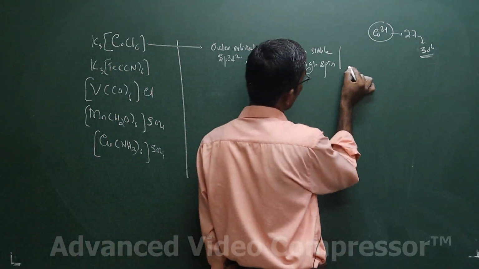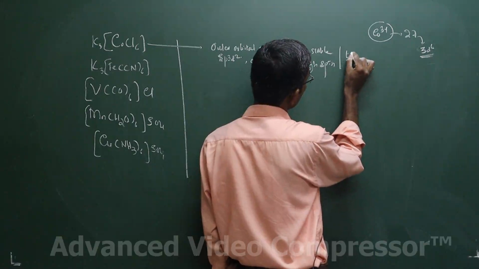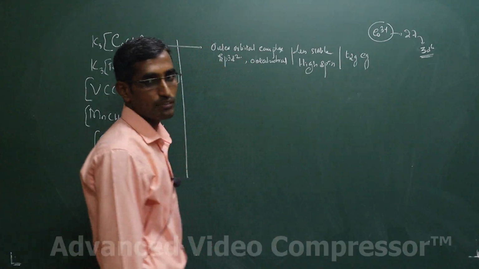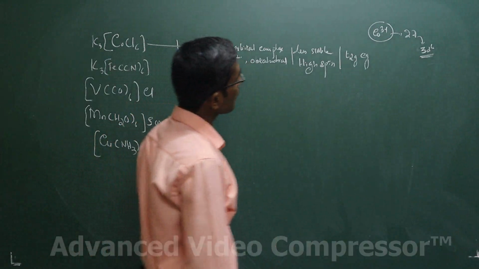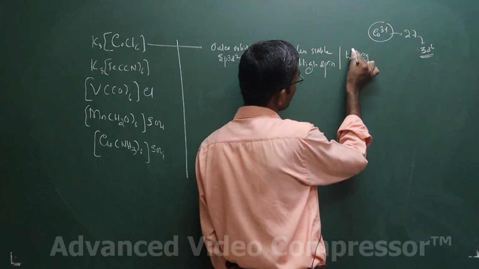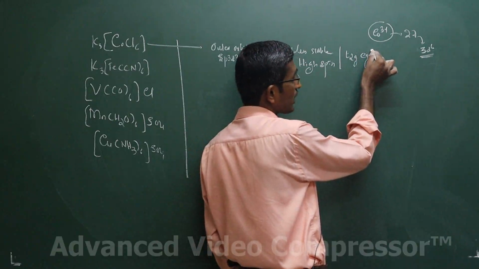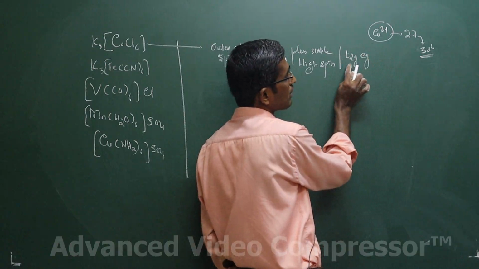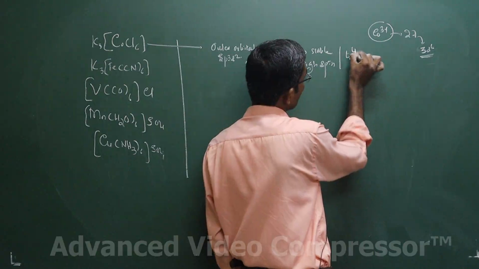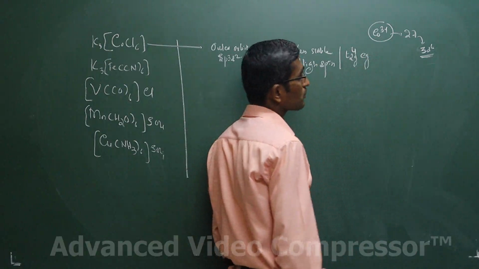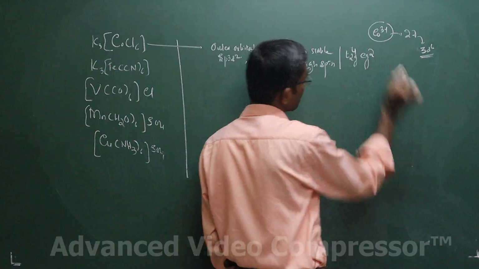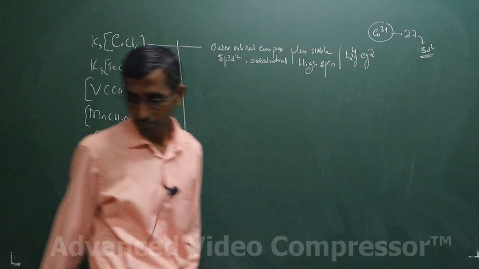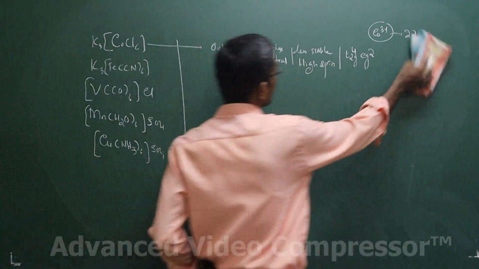Splitting pattern, if they ask, how do you write it? T2g, eg. T2g has the lower energy, eg has the higher energy. You have 6 electrons. 3 electrons will be filled first in this, then you go to the higher energy eg. 2 electrons you will fill and you will come back and fill the electron here. That means out of 6 electrons, 4 electrons go to the t2g orbital, 2 electrons go to the eg orbital.